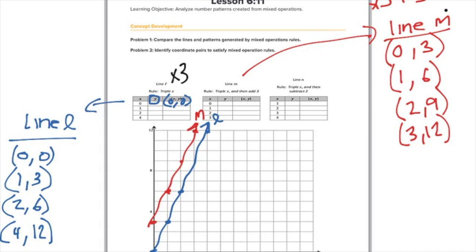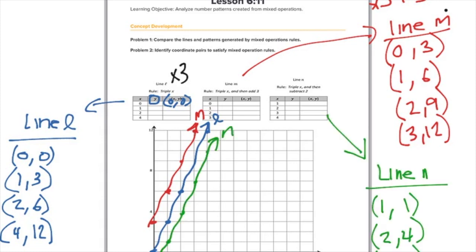They're both equally as steep, but M is further away from the x-axis. That is the only difference. They're identical except that M doesn't pass through the origin. It passes through the y-axis at 0, 3. So they're equally steep. It is just the origin that's the difference. Now you're going to pause. You are going to write out all of the coordinates for line N, and you are going to chart it. Once you do that, come back to the video.